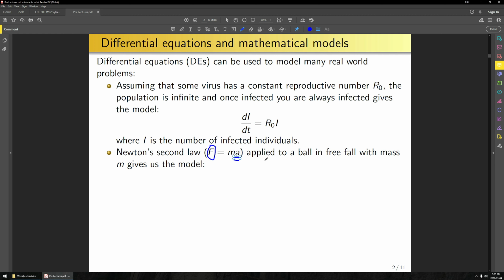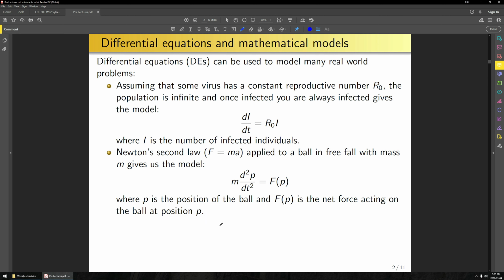Okay, for example, if I apply Newton's second law to a ball in free fall with mass m, then I can get this model here, where P is going to be the position of the ball at any point in time, and F of P is going to be the net force acting on the ball at position P. So let's just give an example. Say if I have a ball like this, and I can have some forces that act on it. I might have gravity going down, I might have some force applied by wind pushing me this way, and I could have some drag going up here that tries to slow down the ball.